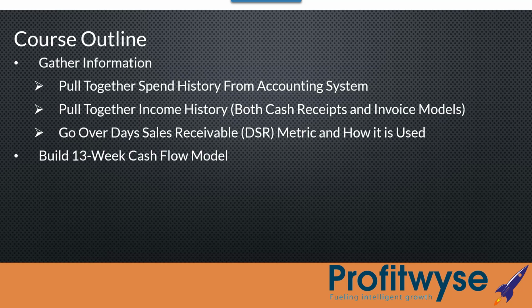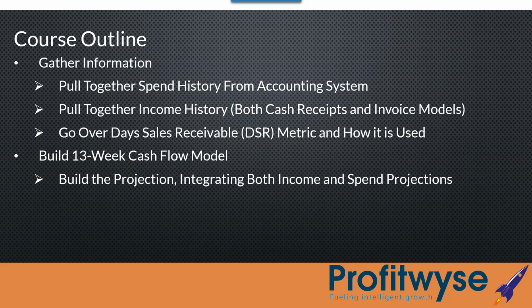Next, we're going to start to work on our cash flow model, and the first part of that model is building the projection. The projection is going to be the integration of both the income that we will be forecasting as well as the spend projections. Both of these are going to be based on the history that we come up with in the previous sections. In our example, we're going to be using a business-to-business example that is issuing invoices, and we're going to be looking at the Days Sales Receivable, or DSR, projection and how that's used to estimate what the cash receipts are going to be on a week-to-week basis.